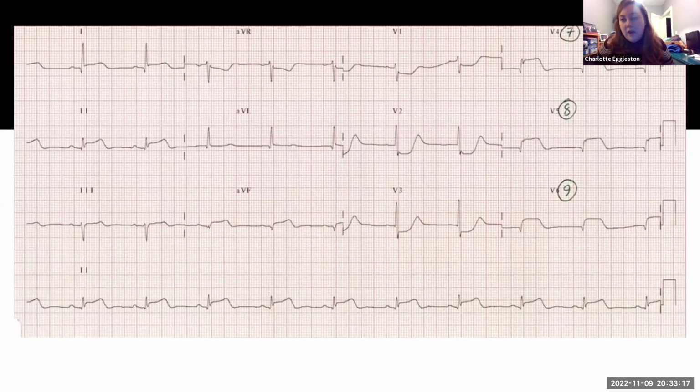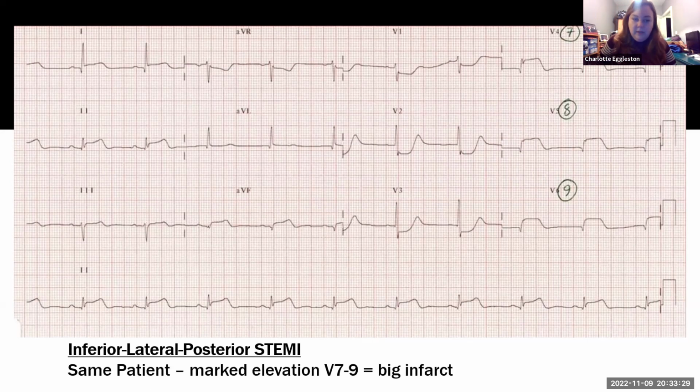But if we were to flip it over, so they added some leads to 7, 8 and 9 at the back, you can see we do have quite pronounced ST elevation in 7, 8 and 9 basically, which shows we've got the posterior included. That's the same patient as before.